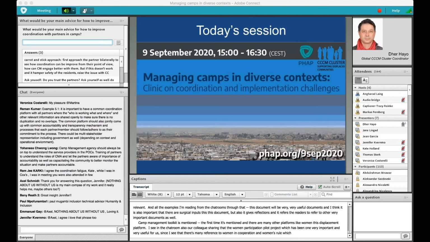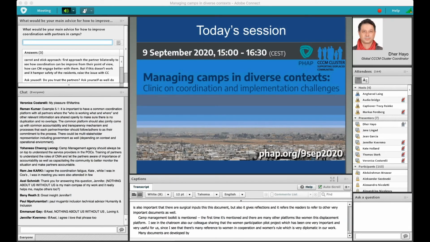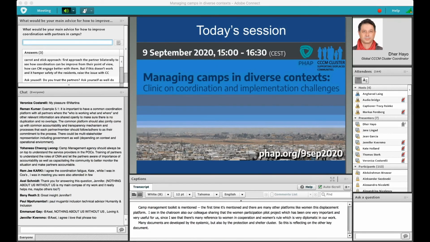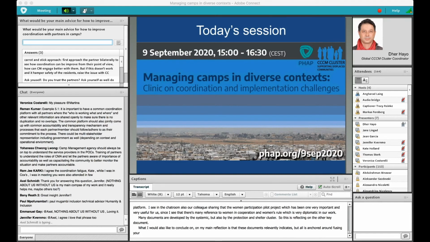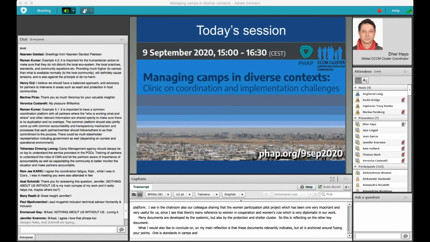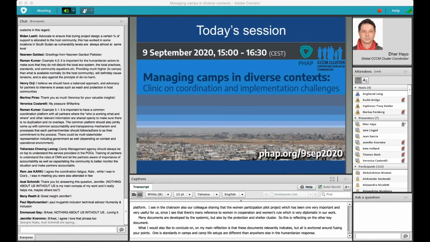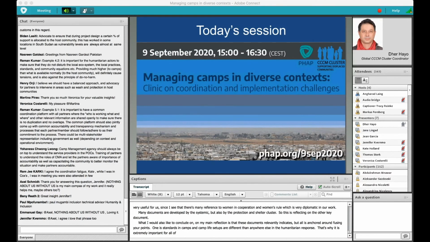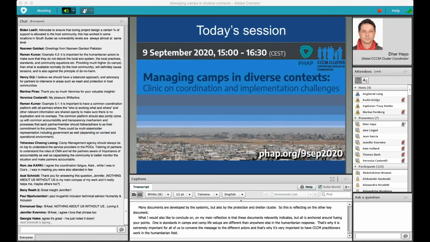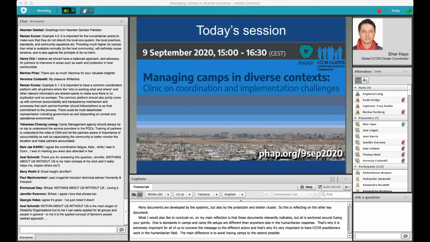Many documents are developed by the CCCM Cluster, but also by the WASH, Protection and Shelter Clusters. So this document is again reflecting and referring to the other documents. What I would also like to conclude, as my main reflection, is that this document is anchored around a few single points. One is that standards in camps and camp-like setups are different than anywhere else in the humanitarian response. That's why it is extremely important for all of us to convey the message to the different actors, and that's why it is very important to have CCCM practitioners continue to work in the humanitarian field. The main difference is to avoid having camps to the extent possible, and to think about durable solutions as an end goal.